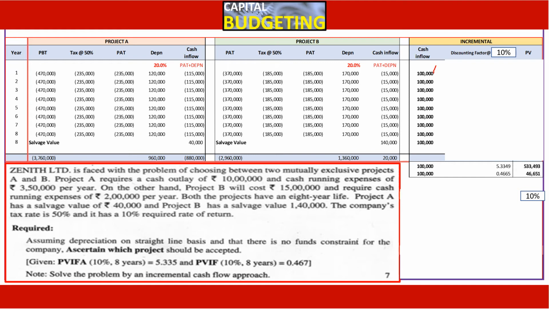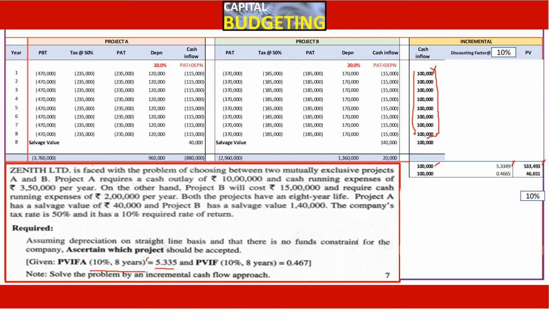And the incremental inflow in respect of project B is 1 lakh each for 8 years. And what we have seen is if 1 rupee is received every year for the 8 years, the multiplying factor is 5.335. For this total, it is 1 lakh received every year for 8 years. The multiplying factor is 5.3349, or 5.335. The net amount is 533,493.